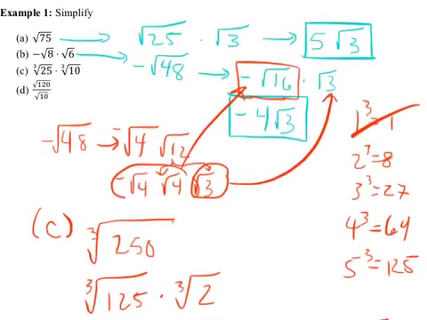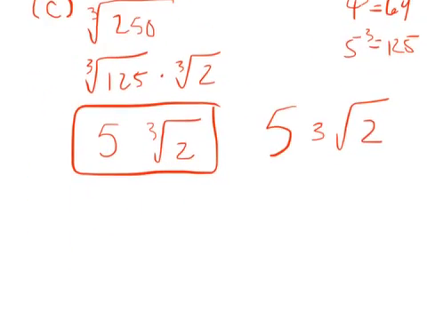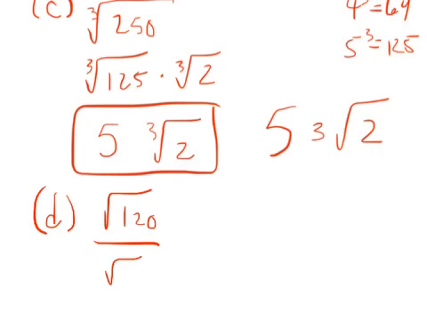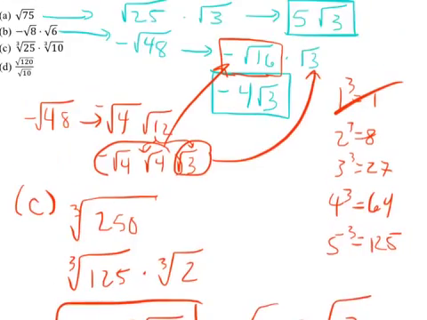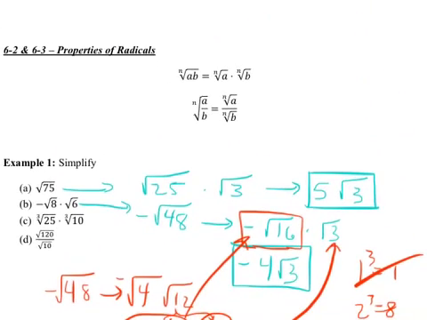Radical 120 over radical 10. I could start by trying to reduce both of these, right? Try to break up 120 and break up 10 and find perfect squares to make them smaller. But I could also look back at my rule, and my rule told us that if you have two things separated as radicals, you can put them together, or if you have them together as a quotient, you can separate them. So we have them separated, right? So let's write them together.